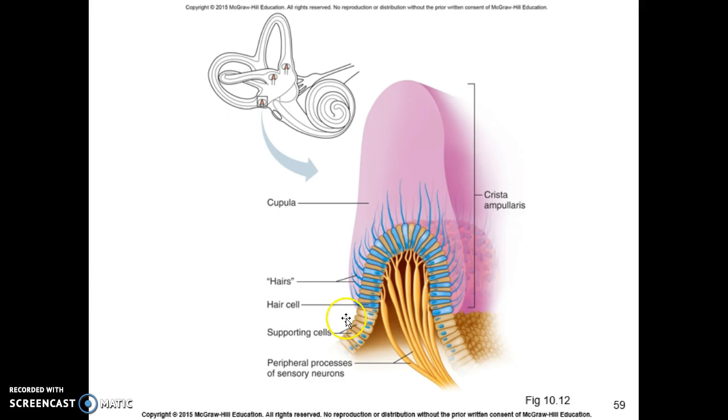So this is one of those little hair cells that we see underneath. So we see this whole thing as the crista ampullaris. It has a bunch of little hairs in there, and they are attached to nerves. Okay, and you can see that there's 3 of them, 1 in each of the semicircular canals.